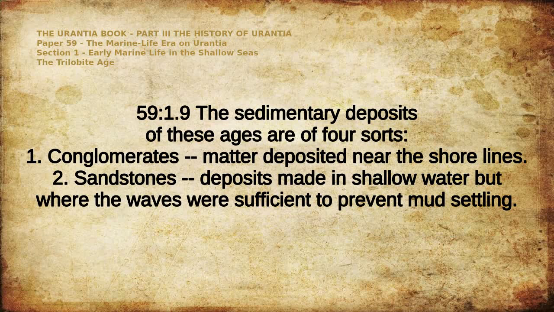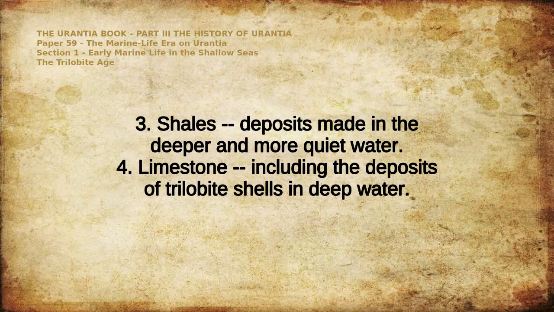The sedimentary deposits of these ages are of four sorts. 1. Conglomerates, matter deposited near the shorelines. 2. Sandstones, deposits made in shallow water but where the waves were sufficient to prevent mud settling. 3. Shales, deposits made in the deeper and more quiet water. 4. Limestone, including the deposits of trilobite shells in deep water.